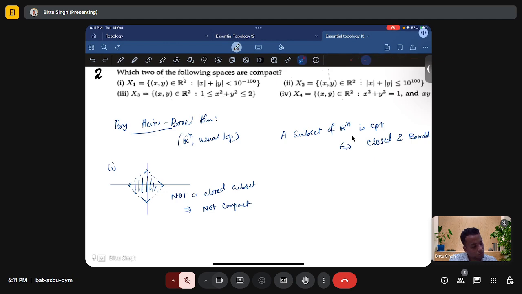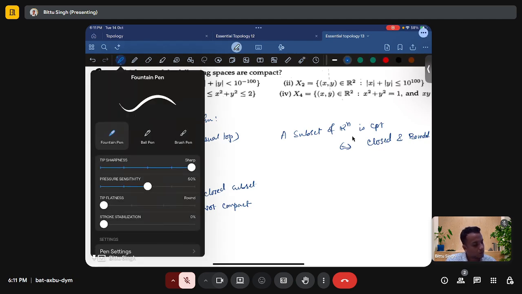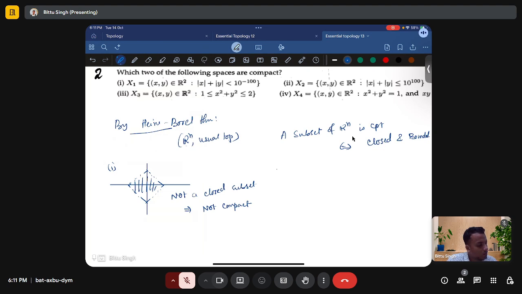Why is this not closed? Because we can take a point from the boundary; every neighborhood intersects the region, but those boundary points are not present in the domain. Right? So this is not compact. Not closed means not compact.